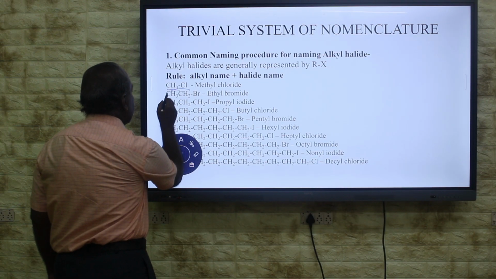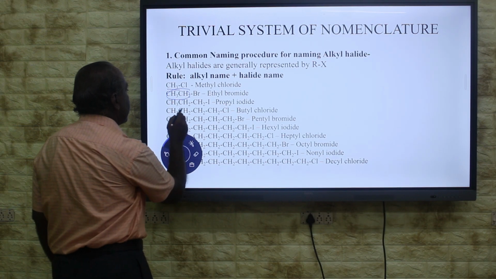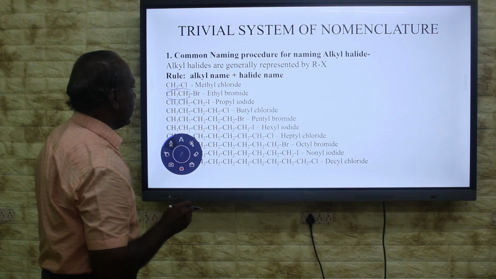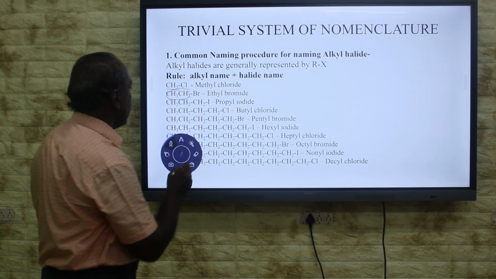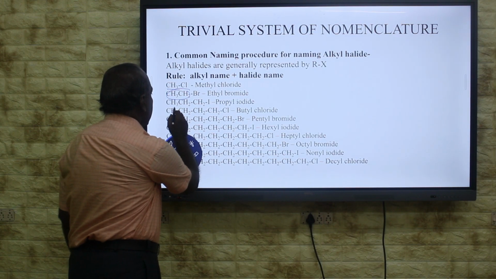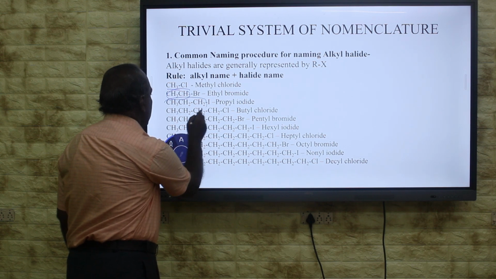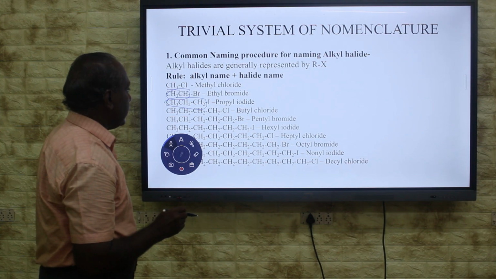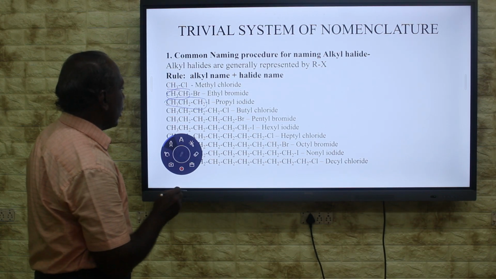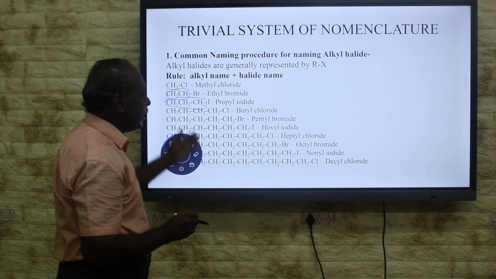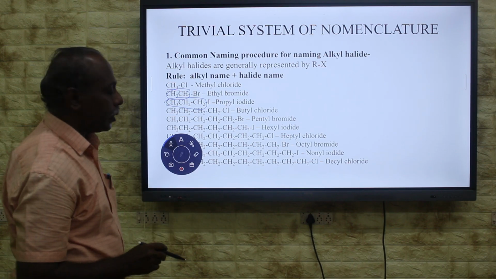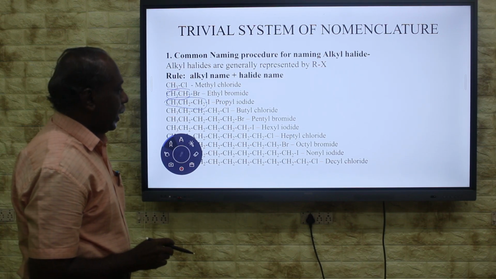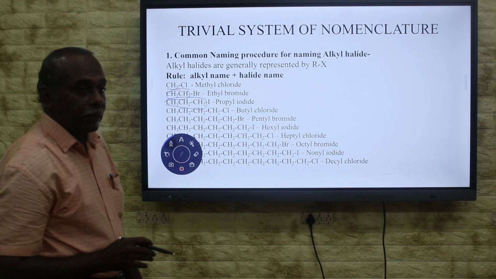Here it is an ethyl group. The ethyl group is added with bromide, the halide name, and you get ethyl bromide. Then it is a propyl group. Propyl group plus iodide, the functional group name, gives propyl iodide. In this way, we write the name of these compounds. Here, the common name is given.